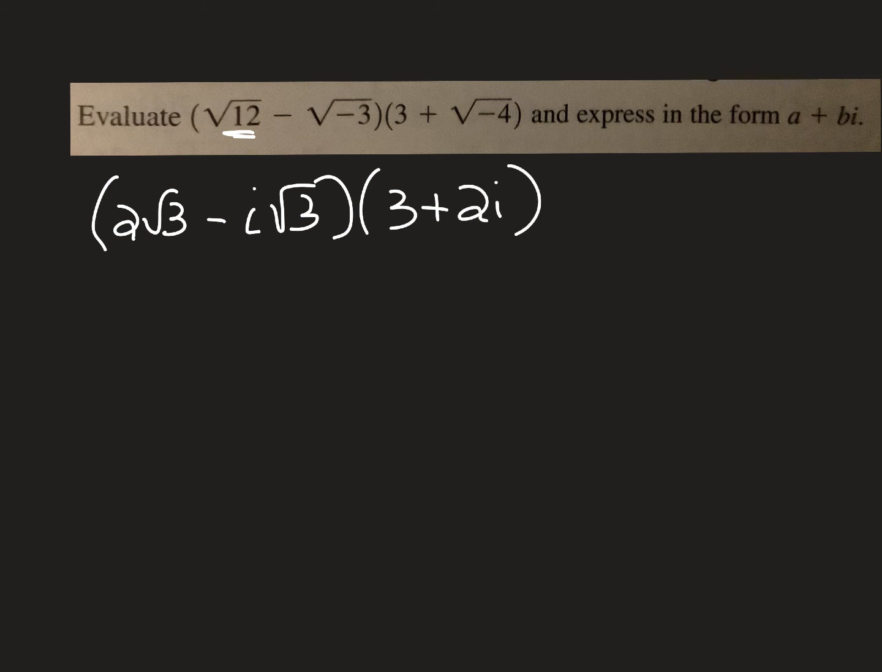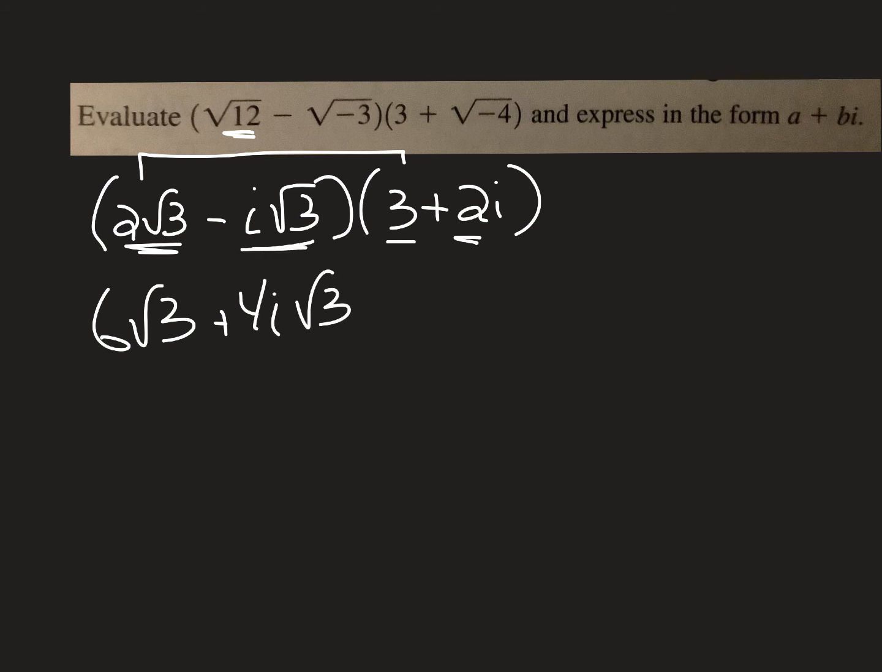Now I'm ready to go with my FOIL method. So I'm doing first, which is going to be 6 root 3. I'm going outer, which are these two, which is going to be 4i root 3. I'm going inside, those two, which is -3i root 3. Then I'm going to go last, which is going to be -2i squared root 3.